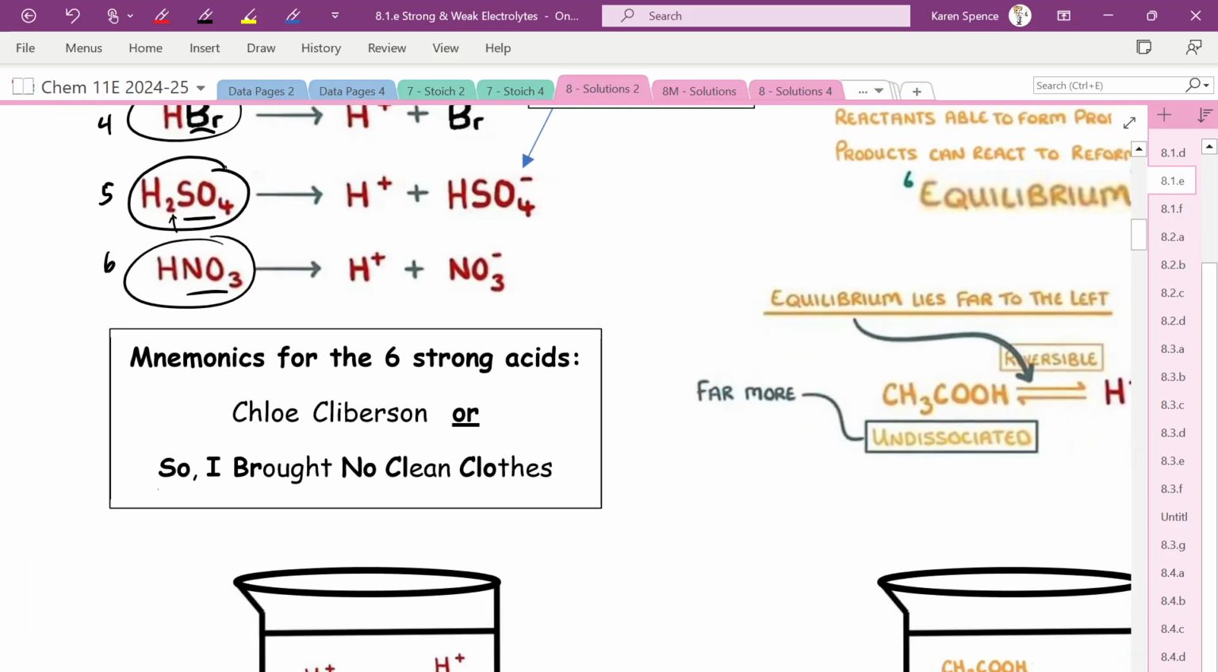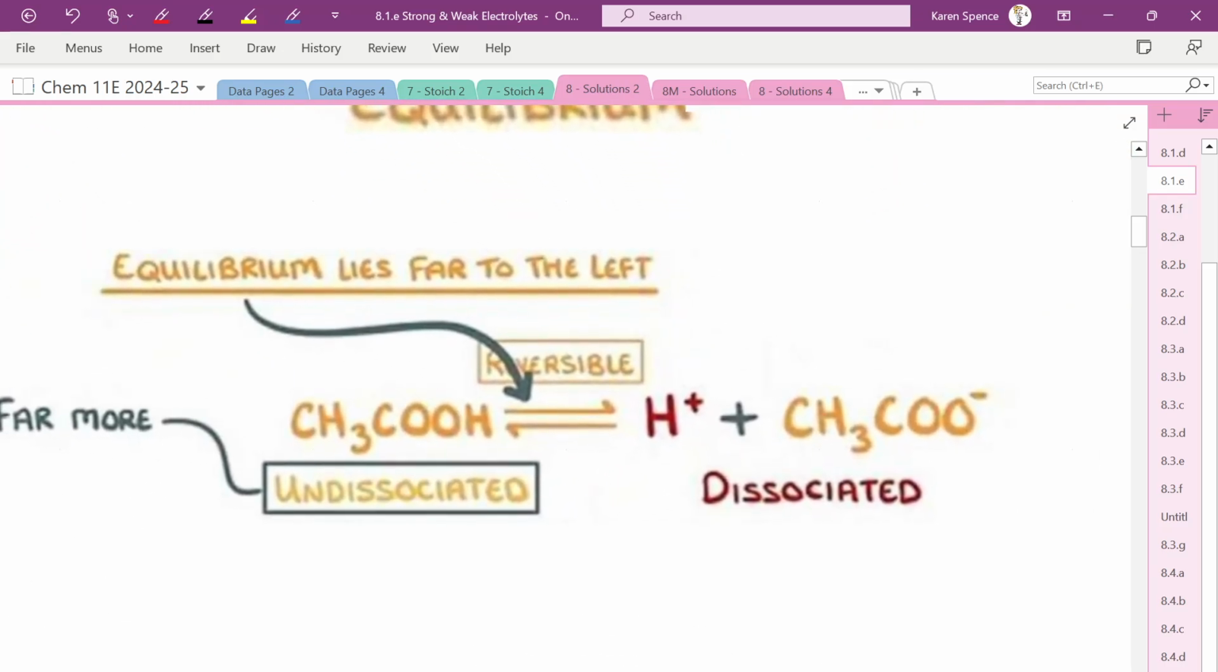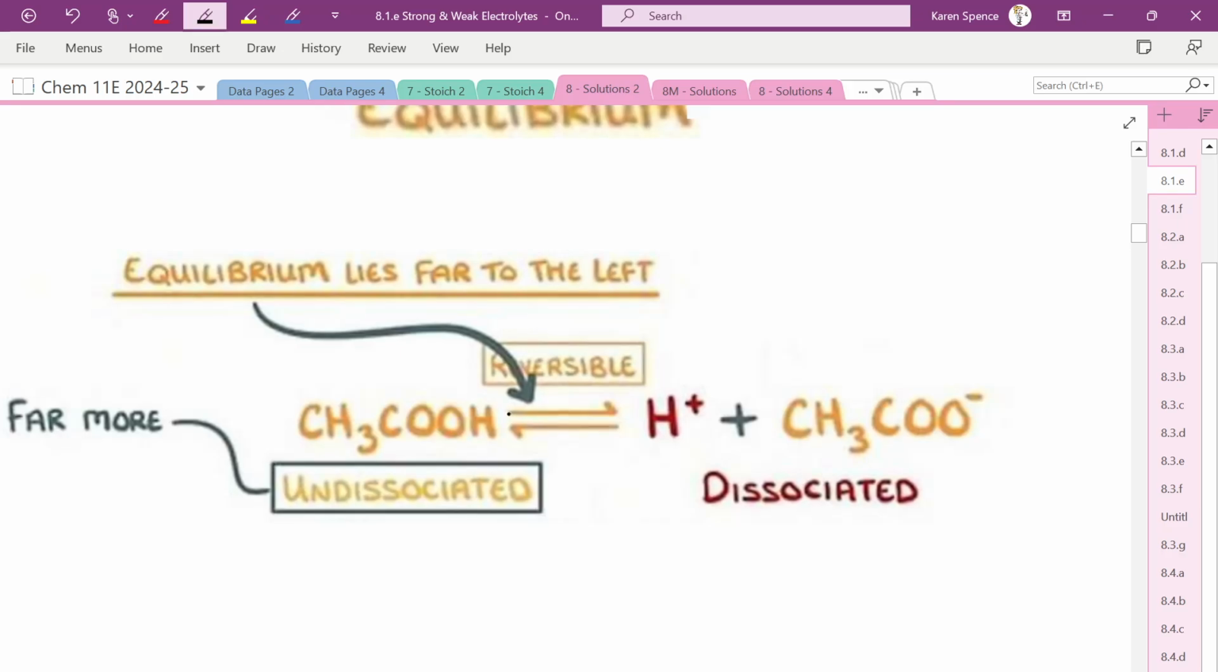All right, so what does this look like? Well, if we have CH3COOH, you'll notice that we have this reversible arrow. So what's going to happen is that sometimes these guys are going to reassociate. They're going to come together. But every time that happens, another undissociated one will split apart. Okay, so the concentration of each species remains constant.